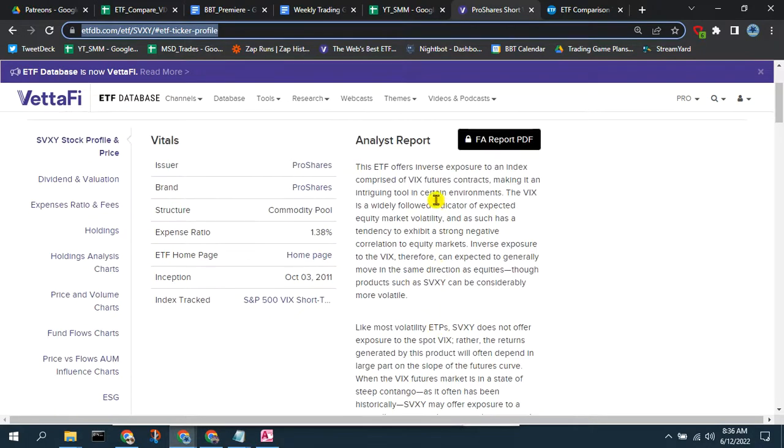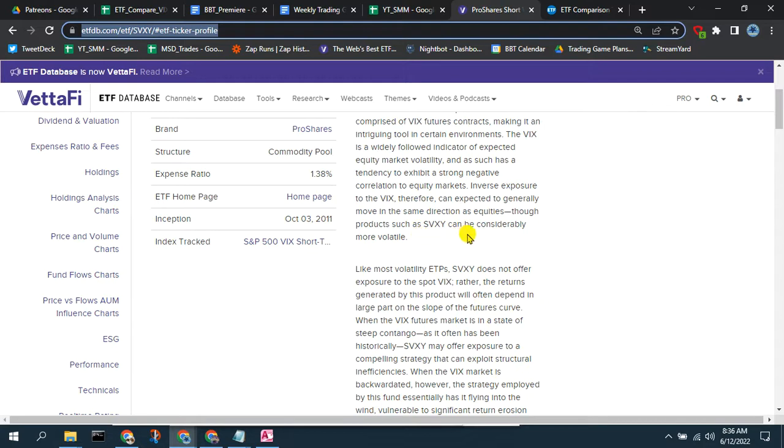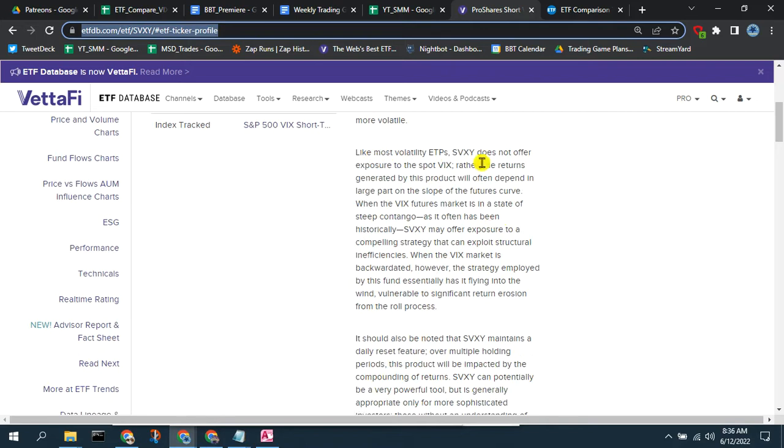We can expand the definition. We see it shows inverse exposure to the index comprised of VIX futures. They explain strong negative correlation. Again, it's an inverse ETF, so you're betting short on the VIX. So it's leveraged, so it can be more volatile. Okay, so they're talking about how it's dependent on the slope of the futures curve. So again, it's important to understand exactly how these volatility ETFs, or any of these leveraged ETFs, work.